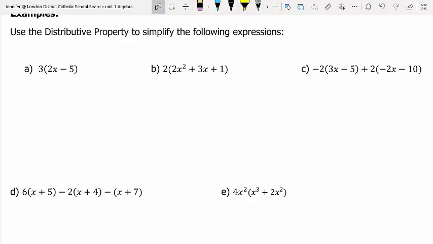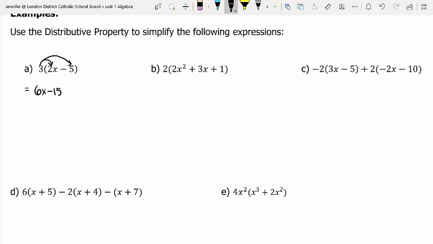So part A, 3 times 2x minus 5. So the distributive property tells us take the coefficient outside of the brackets and multiply it by each term inside of the brackets. So let's do the first one. 3 times 2x, remember, just multiply the number parts together, so the 3 times 2. So 3 times 2x is 6x, and then 3 times the negative 5 is negative 15.